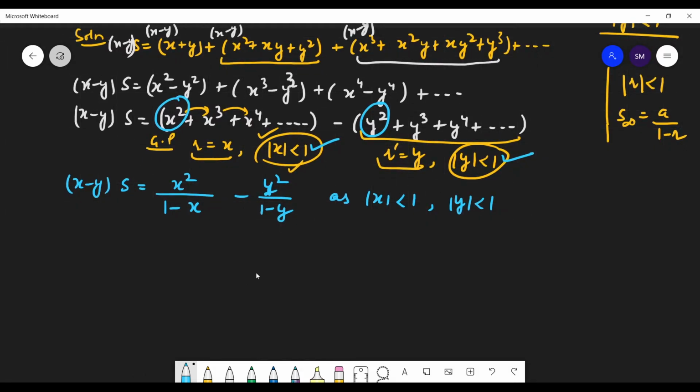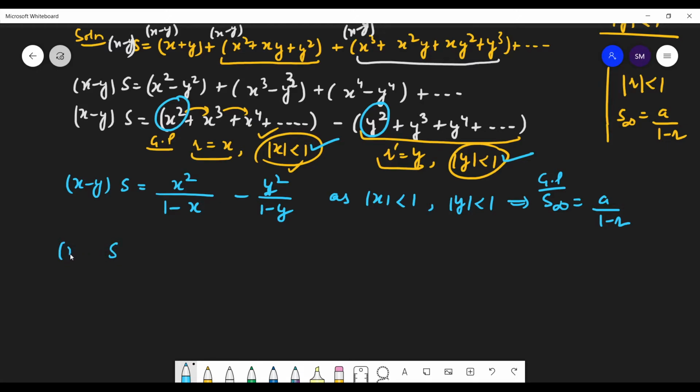Is this clear, students? Because then only the sum of infinite terms in GP is equal to a upon 1 minus r. Now, you have to just simply solve this question. You have to find the value of s. So obviously you will be taking x minus y this side, right?